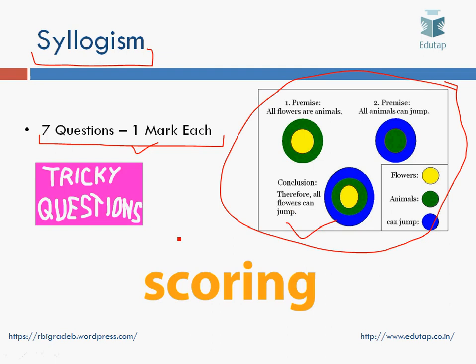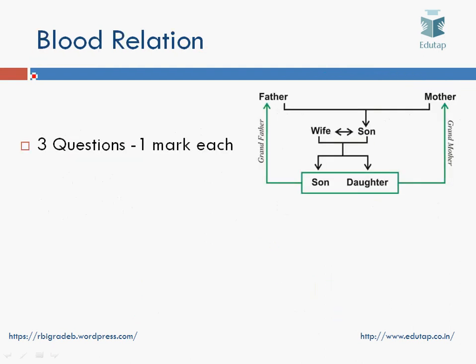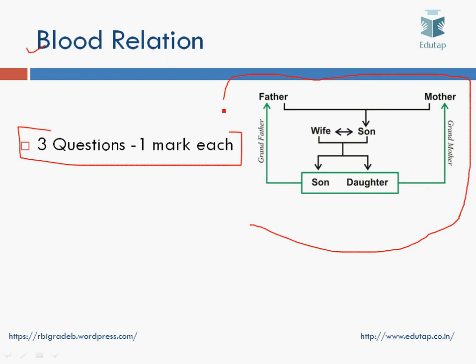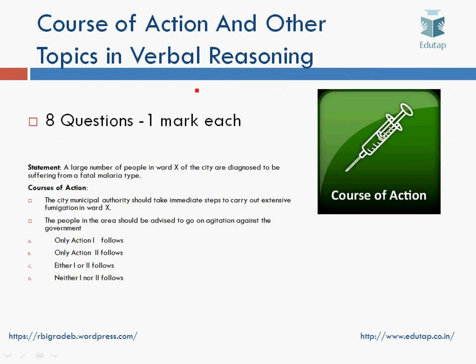These questions are a bit tricky, but they are scoring, so you should attempt these questions. Although they are tricky, you can answer them correctly, so you have to pick up these questions. Now the next topic is blood relation. There were 3 questions of 1 mark each in 2016. This is an example of a diagram or a family tree that we generally make while solving such questions.